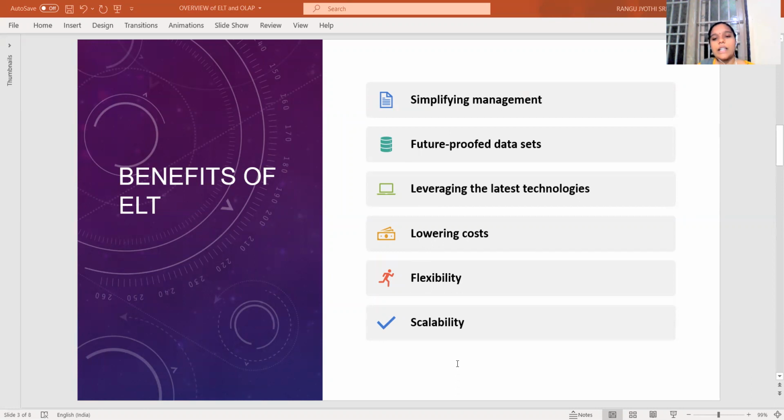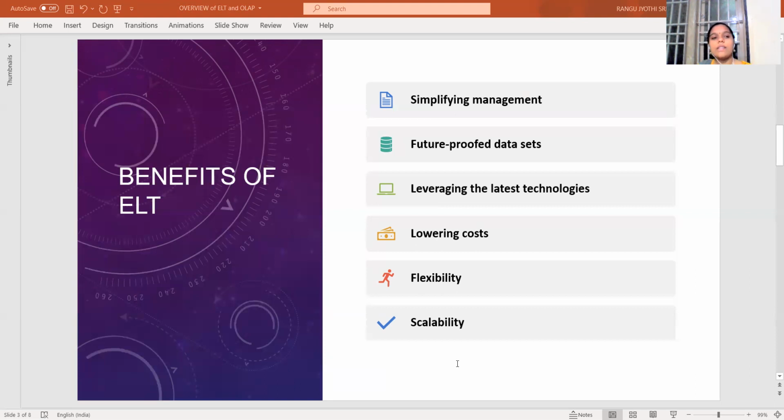And the third one is leveraging the latest technologies, which means harnessing the power of new technologies in order to push improvements, security, and compliance across the enterprise. ELT also leverages the native capabilities of modern cloud data warehouses and big data processing frameworks.